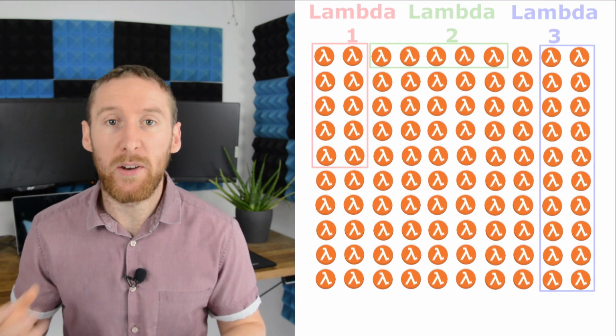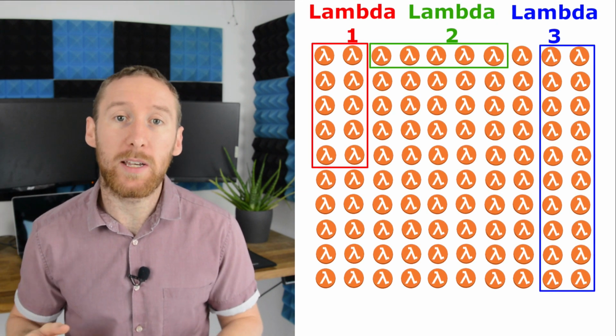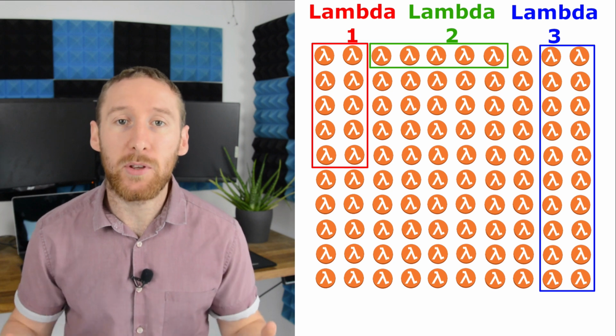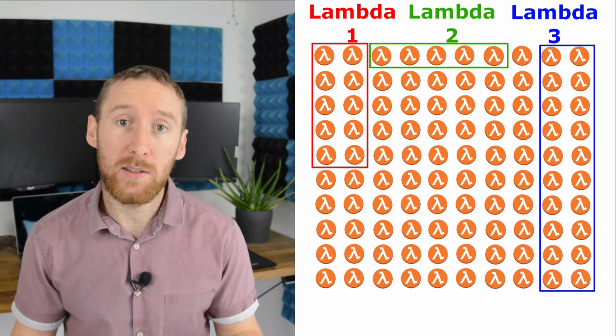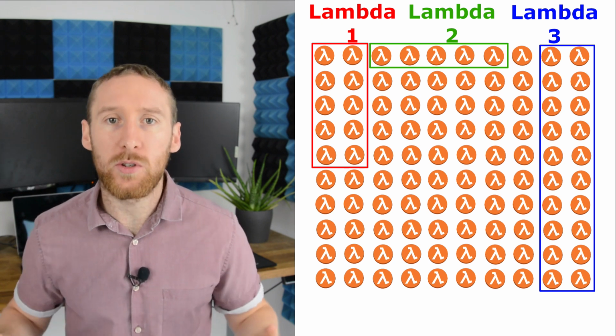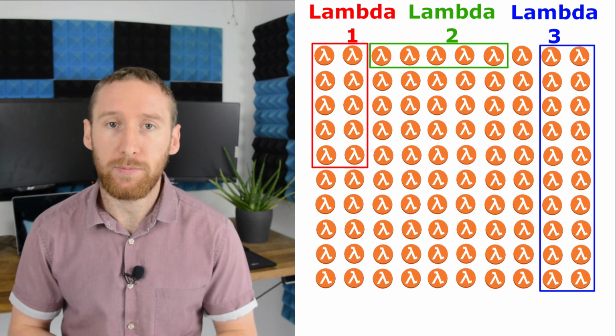If you have 3 separate Lambda functions and you have one Lambda function that is running 100 at a time, another one that's running 50 at a time, and say a third one that's running 200 at a time, everything will work perfectly. The issues arise when you have a lot of concurrent Lambdas running at the same time.